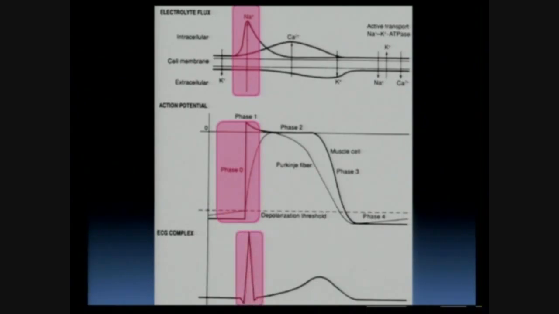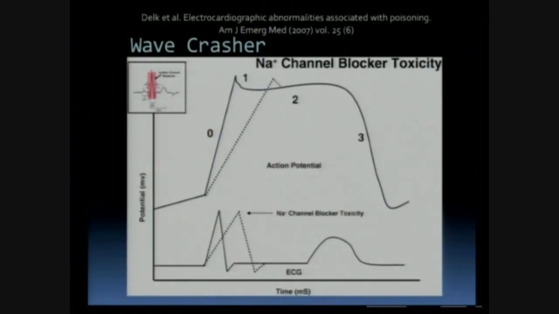And that gives us the evidence that we need to give sodium bicarb to the patient to overcome that sodium channel blockade. And this is, again, a very nice depiction of just that slurring of the action potential resulting in what we see on an EKG.